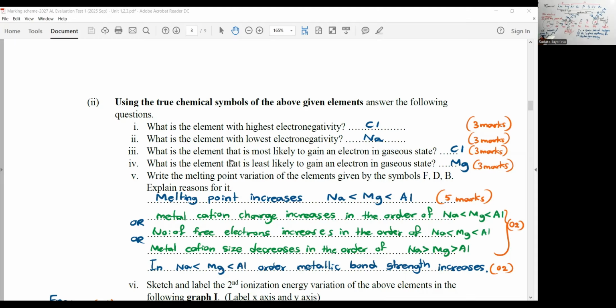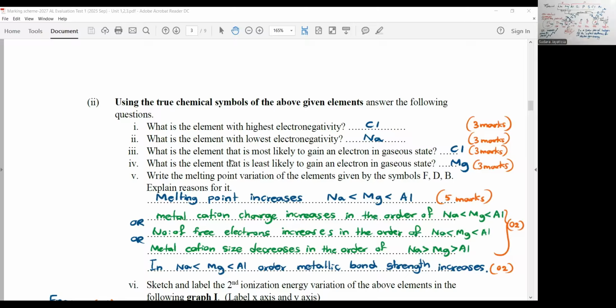Why do we select magnesium as the answer? Because magnesium's first electron gain energy is positive. It doesn't like to gain a new electron because it already has the stable ns2 configuration. The sub energy level is completed, so it is stable for magnesium. So magnesium doesn't like to gain another electron and disturb that stability. That is the reason. Okay, so magnesium is the element that is least likely to gain an electron from this list.